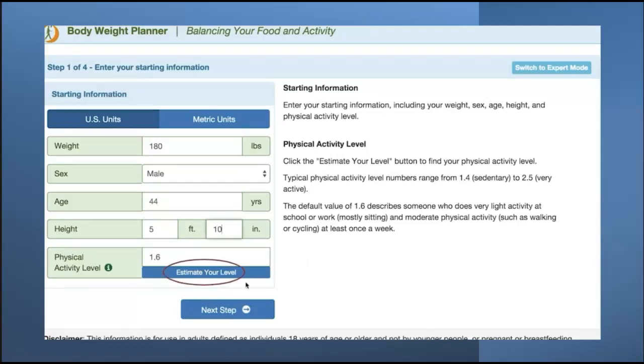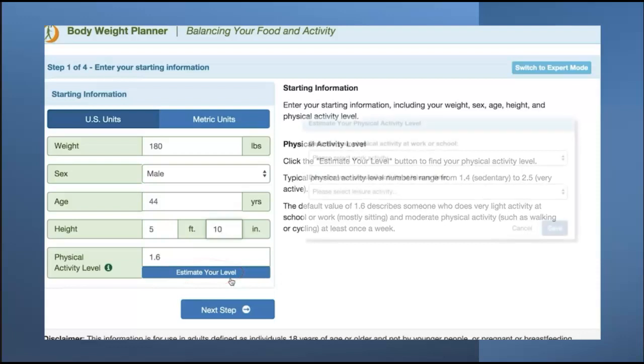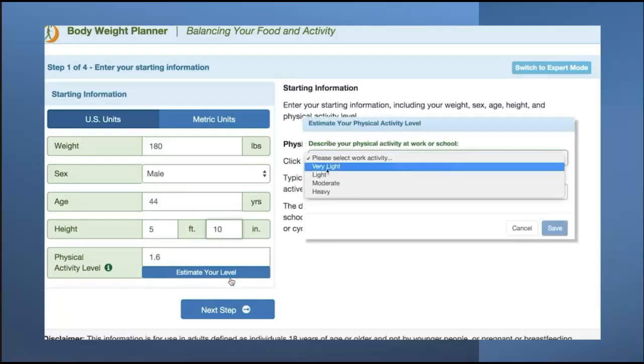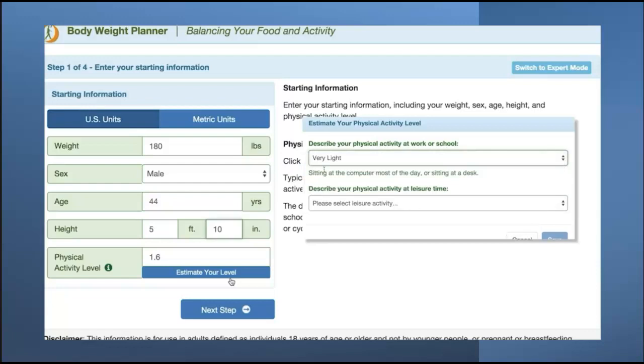Next, I need to estimate my current physical activity level, so I click Estimate Your Level. I'll describe my physical activity at work as very light. A description comes up that says, sitting at the computer most of the day or sitting at a desk, which sounds about right. Then I describe my physical activity at leisure time. I'll select moderate. The description says regular activity at least once a week, and this includes walking to work 10 to 30 minutes per day. That description also seems to fit. This gives me a physical activity level of 1.6, which is about average.